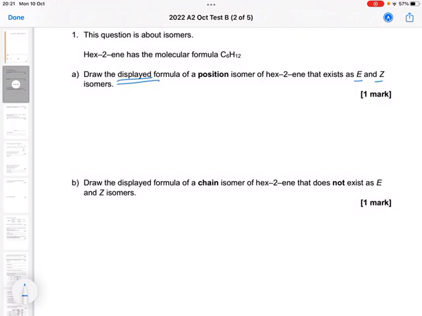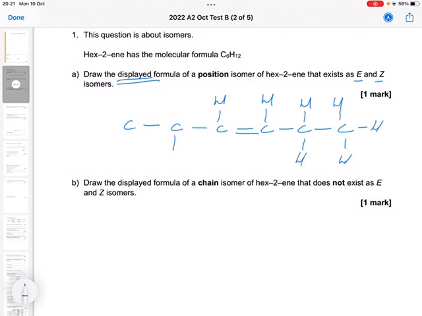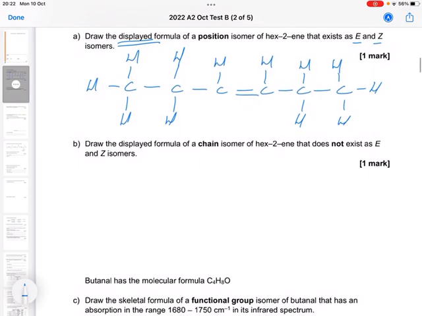E and Z. So it can't be 1-ene, so maybe 3-ene. So 1, 2, 3, 4, 5, 6. So 1, 2, 3, which puts me to there. It's got to be displayed, so I need to draw every single carbon-hydrogen bond around here. Okay, there we go. And that does exhibit EZ isomerism.